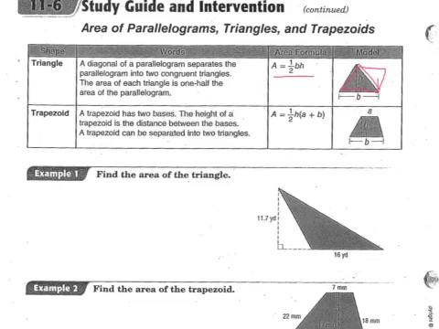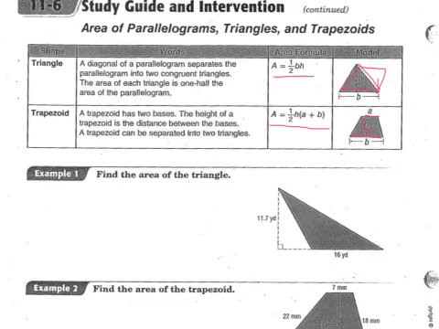And for a trapezoid, they give us the formula is going to be half the height, and the height here is going to be our altitude again, because it is perpendicular to the base and connects to the opposite side, times the base plus the other base. So there are two bases in a trapezoid, the big base B and the little base A.